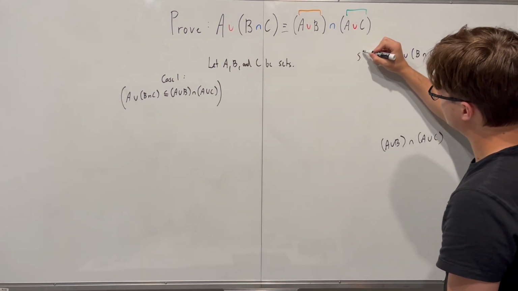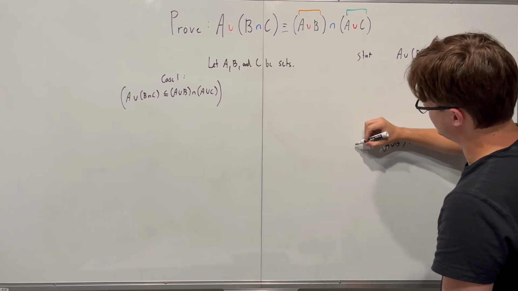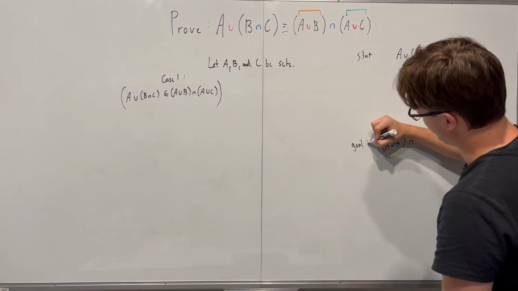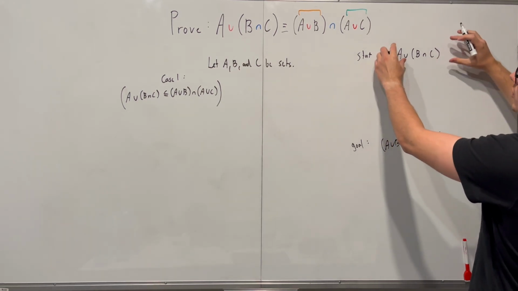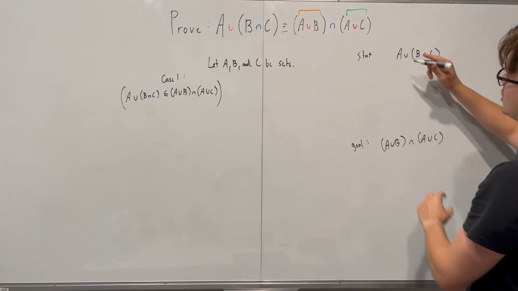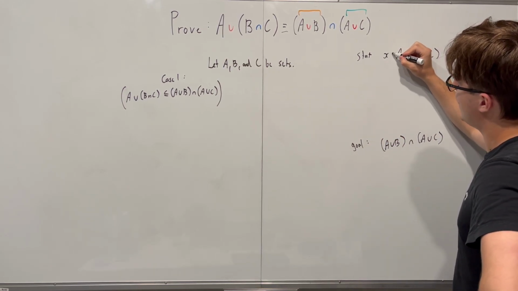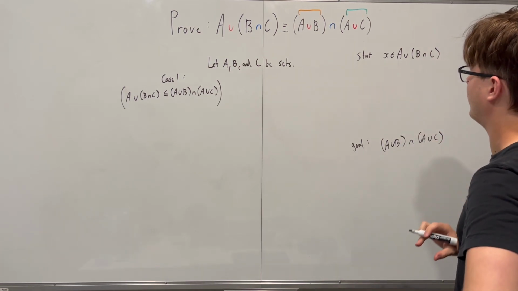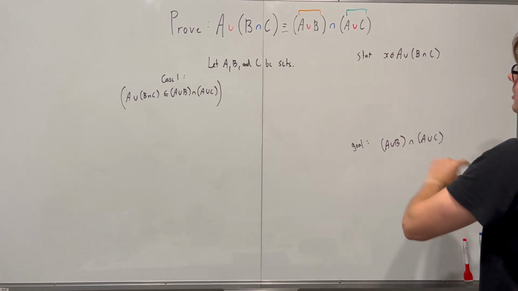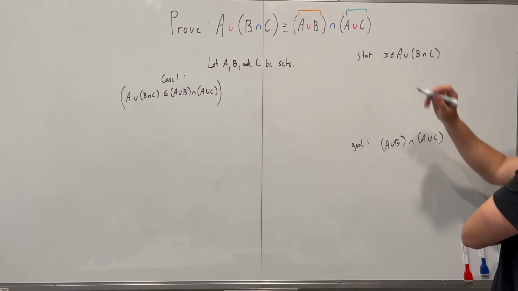So this is our start. This is our goal we want to get to. And in order for this to be true, it must be that every element here has to be in here. So you want to say that for some element x, and this x is going to represent all of the elements in here, it must all be here. So all of x must be in here because x represents all of the elements in here.